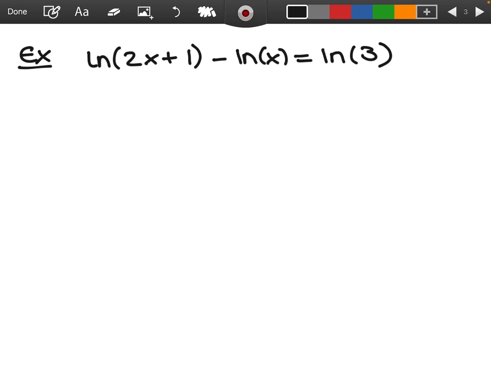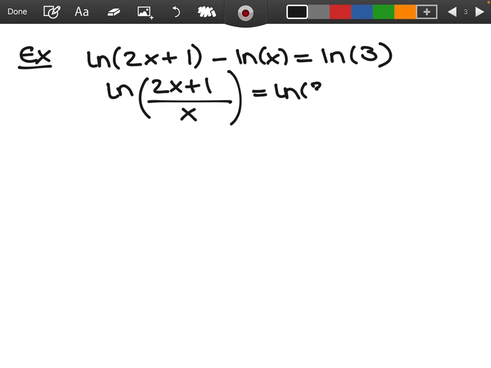Going back to our properties of logs, I know that if I've got two logs that have the same base and they're subtracted from one another, I can combine that into one log by saying that I've got the natural log of 2x plus 1 over x. That subtraction means that I can combine them into one log and do a division of those arguments.